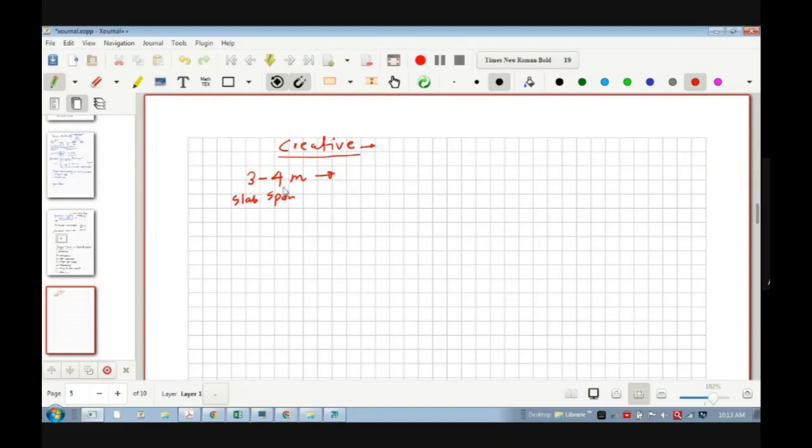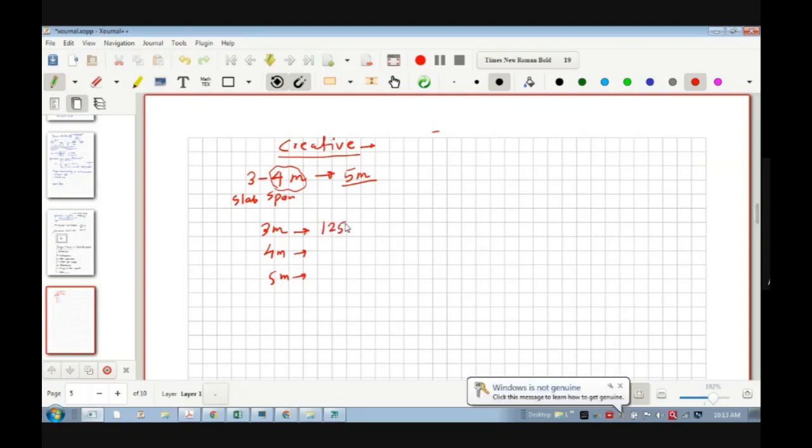Like residential buildings, all of you know the sizes are like this. I don't say that I don't design for 5 meters. Even in some cases, you can think of 5 meters also. There is no problem. And whenever slab spans are 3 meter, 4 meter, and 5 meters, you can assume slab thickness as, let's say, 125 mm here, it may be 130 mm here, and here it may be, let's say, 140 mm. Assume thickness. Generally, these are the thicknesses we get in slab design. So this is only a thumb rule to start with.